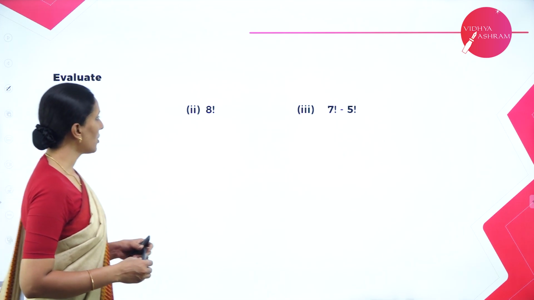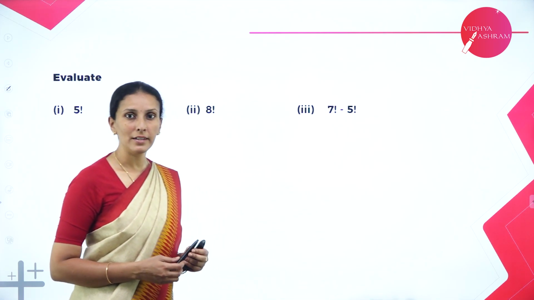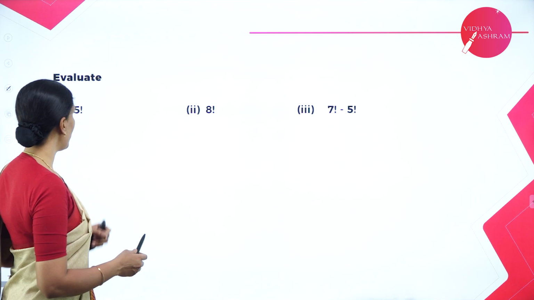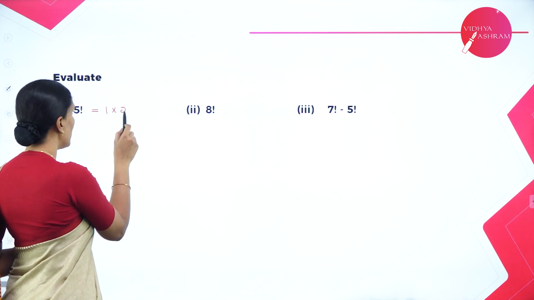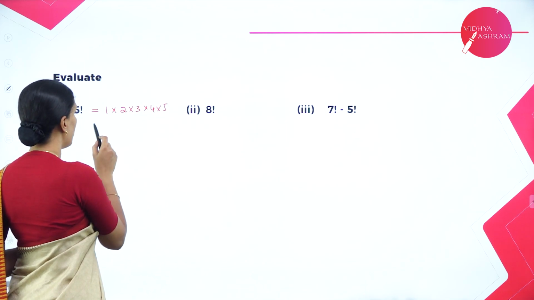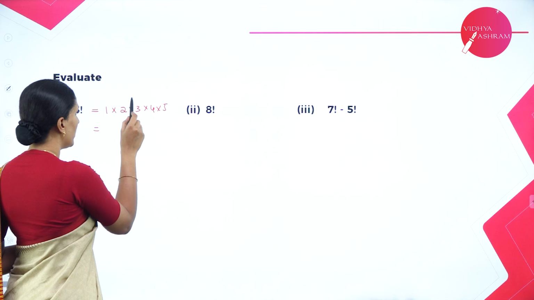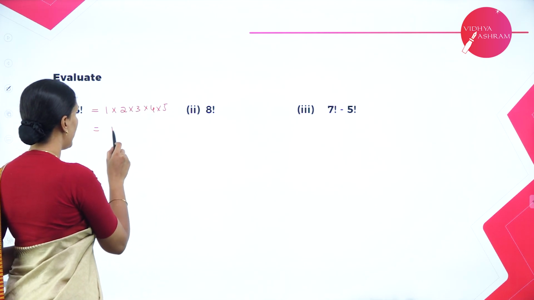So evaluate 5 factorial, 8 factorial, 7 factorial minus 5 factorial. So what do you mean by 5 factorial? 5 factorial is the product of the first 5 natural numbers. That is 2 3s are 6, 6 4s are 24, 24 5s are 120.